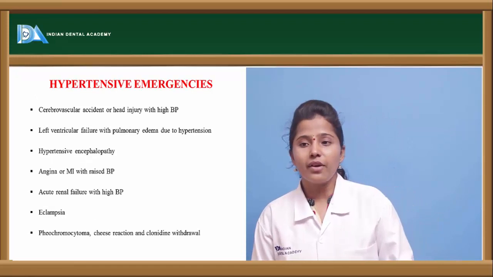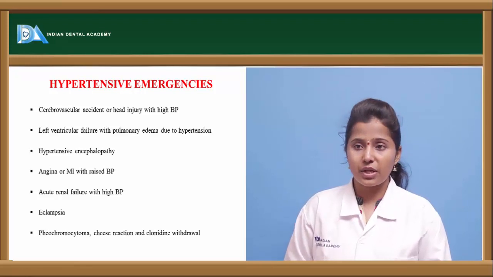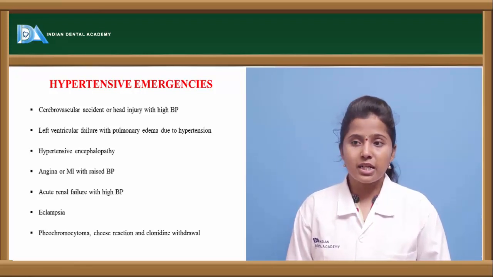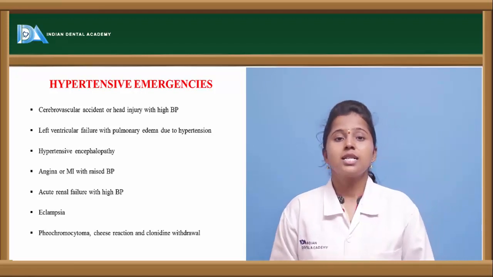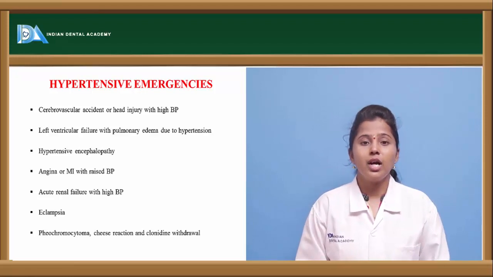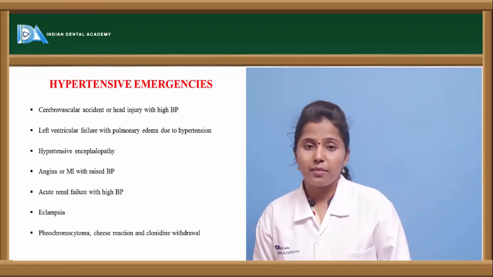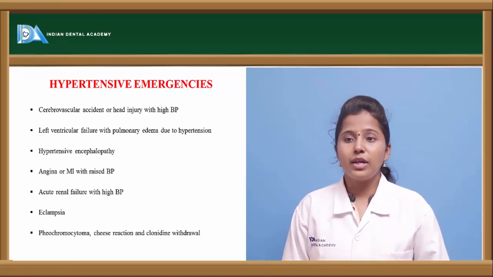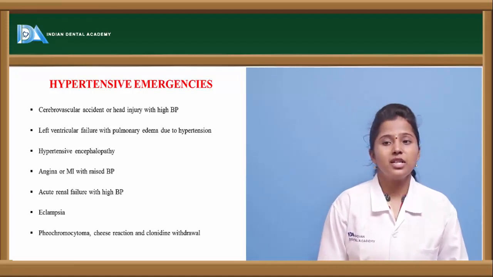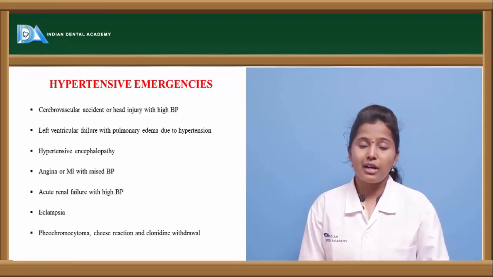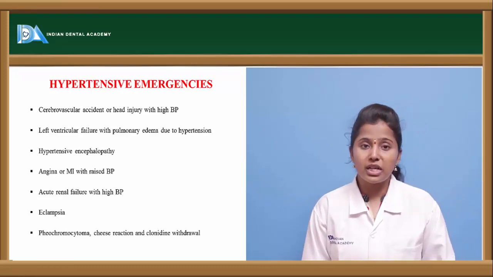Next, hypertensive emergencies. If a person is suffering from hypertension, what are the emergency conditions we can see? One is cerebrovascular accident or head injury with high blood pressure. If a person has severe blood pressure, that causes cerebrovascular accident or head injury. The blood vessels of the brain will get ruptured and there will be brain hemorrhage. And left ventricular failure with pulmonary edema due to hypertension. If there is severe hypertension, the person will have left ventricular failure. The left ventricle will not function properly and he will have pulmonary edema.